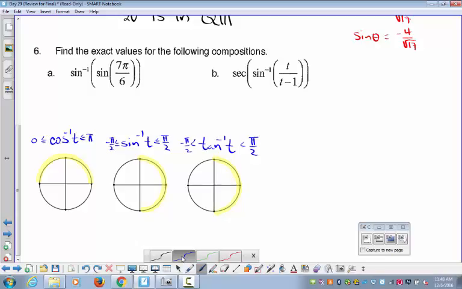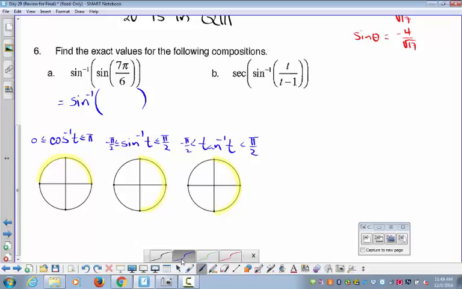Okay, so when we look at this first one up here, the most common mistake is to just erase that and write 7 pi over 6. What quadrant is 7 pi over 6 in? Down in quadrant 3. We're dealing with an inverse sine. Can inverse sine be an angle in quadrant 3? No. So that doesn't work. We cannot simply undo those functions there, because 7 pi over 6 is not in the range of inverse sine. So if that's the case, just do it one step at a time.